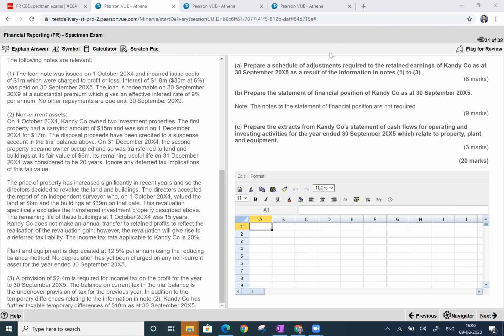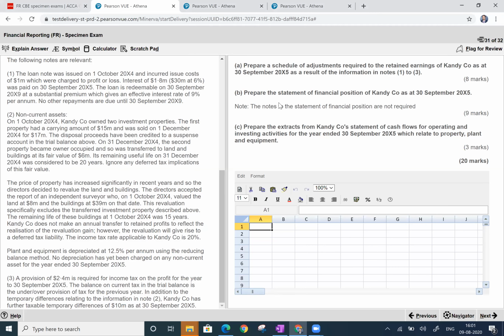Okay, so let's quickly start with this working. What are they asking on the right-hand side? Prepare a schedule of adjustments required to retained earnings of Candle Company as at 30 September 20x5 as a result of information in notes 1 to 3.